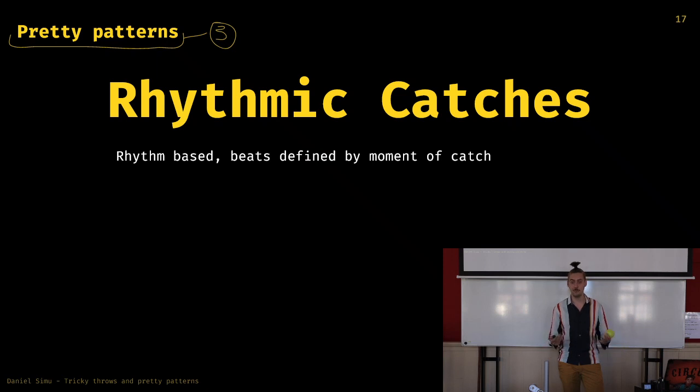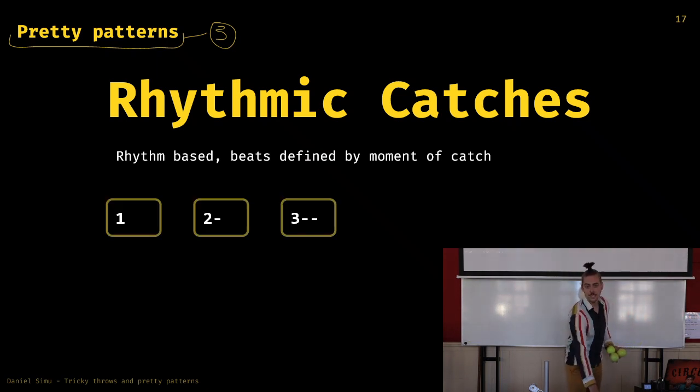It is a beat-based system, unlike Sidehop, which is event-based, and the beats are defined as the sound of catching a ball, because this is what you actually hear when you juggle, and this is an easy reference point. It's numerical, just like Sidehop before, so you assign a number to a throw, and in this case, a 1 represents a ball that stays in the air for 1 count, so 1, 1, 1, 1, 1, or 2 is 1, 2, 1, 2, 1, 2, or 1, 2, 3, 1, 2, 3, 1, 2, 3.